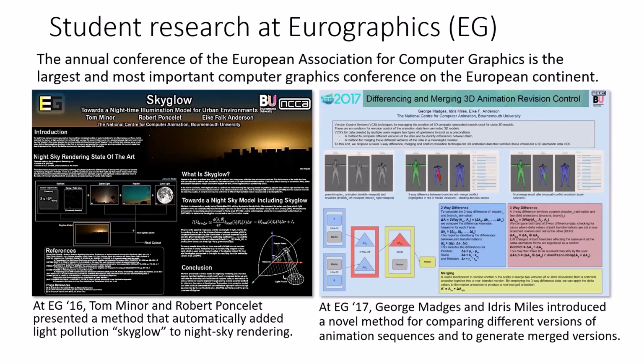So if one had one version, then one worked on it and created another version, it also allowed them to generate merged versions. So you might find, okay, I like the way that this arm moves in this version of the animation sequence, but I don't like the way that the legs move, but I have a different version where the legs move the way they are wanted, and it would allow them to merge these different production versions into a new, better one.